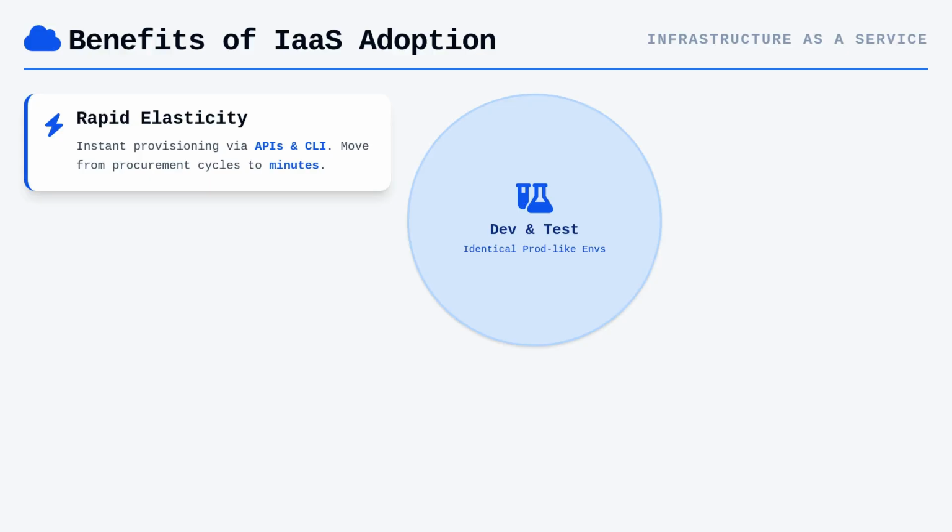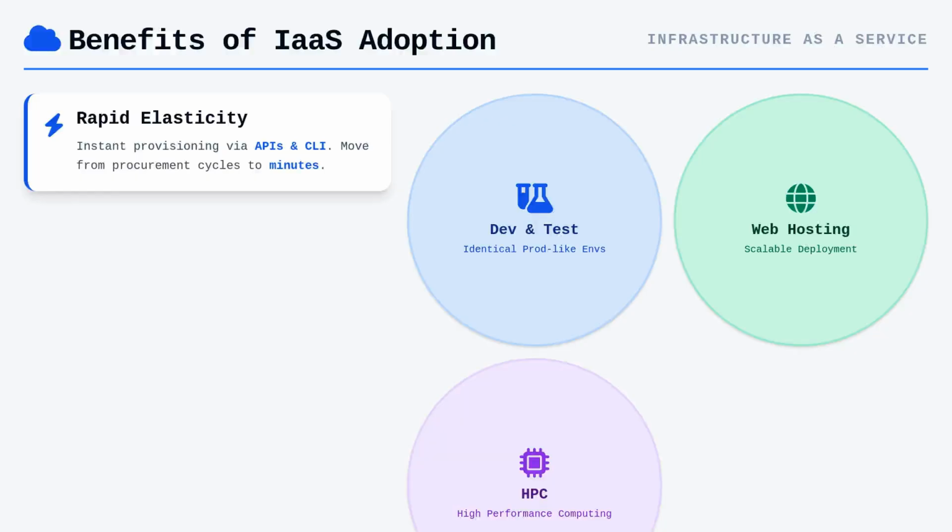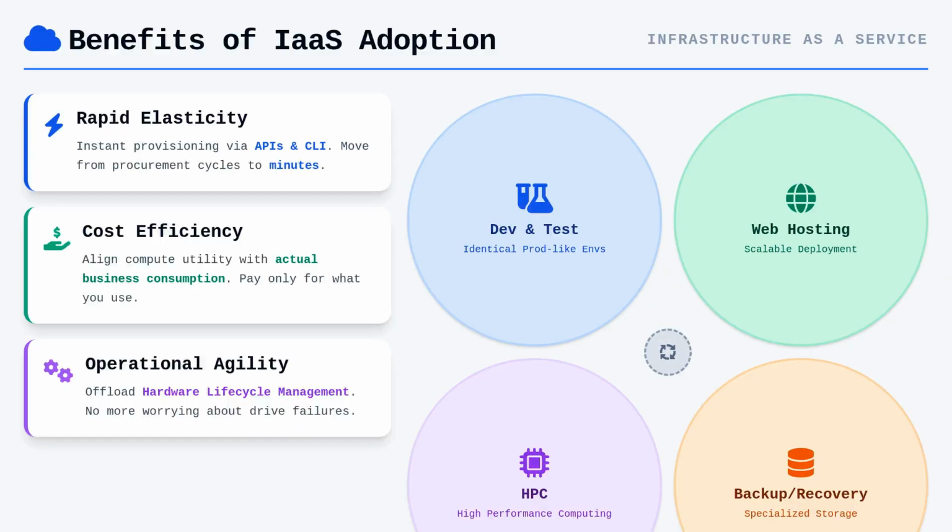Furthermore, website hosting, high-performance computing, and specialized storage for backup and recovery are primary use cases where IaaS excels. By offloading the hardware lifecycle management to the provider, organizations can redirect their focus toward optimizing their applications rather than worrying about hard drive failures or hardware degradation. This increases operational agility and ensures that compute utility is tightly aligned with actual business consumption.